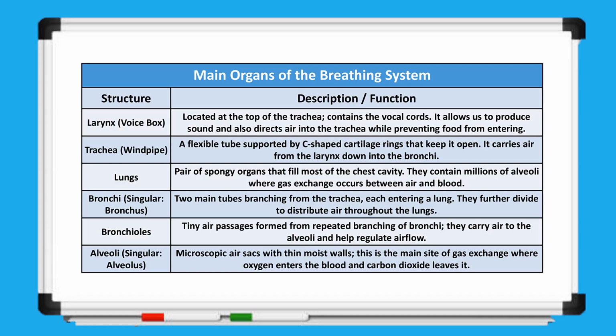Alright, now have a look at this table clearly stating the main organs of the human breathing system. We'll go through each of these organs one by one to understand their structure, location, and function in the process of breathing. Let's begin with the larynx, which is also known as the voice box.